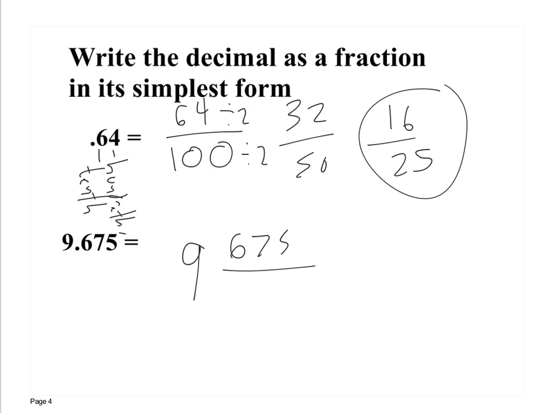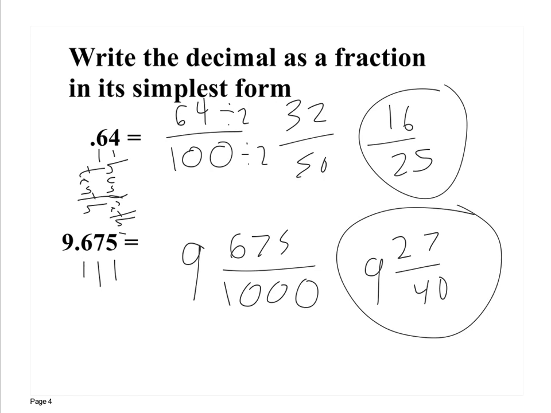Someone raise their hand. Ben? 1,000. Because the 5 is in the thousandths decimal place, you write it over 1,000. If you're not for sure, count it. 10, 100, 1,000 decimal place. So I write over 1,000. Which I can reduce. I take 25 out of it. I believe I get 27 over 40. So 9 and 27 over 40 is my answer.